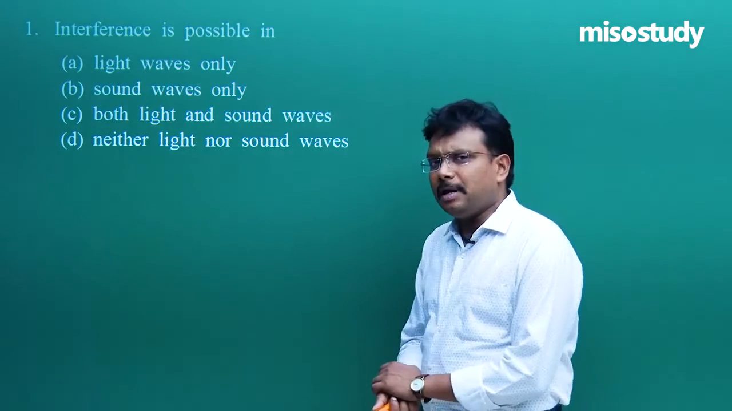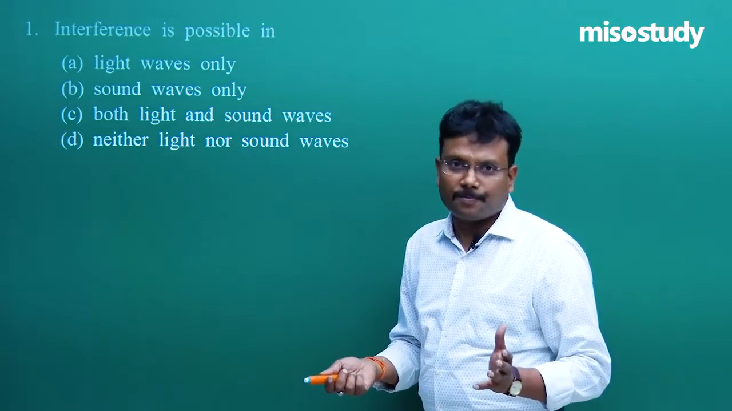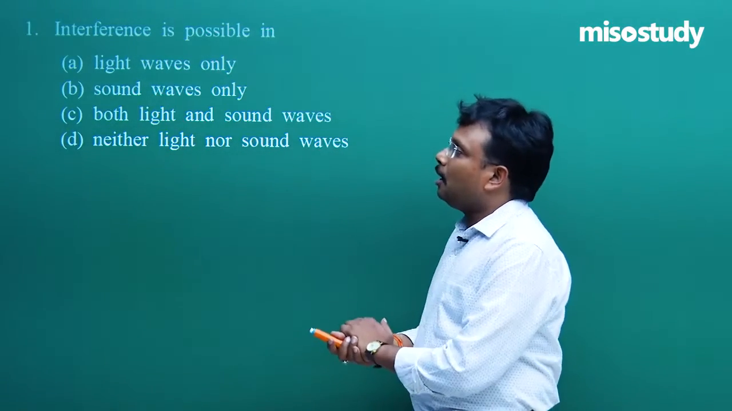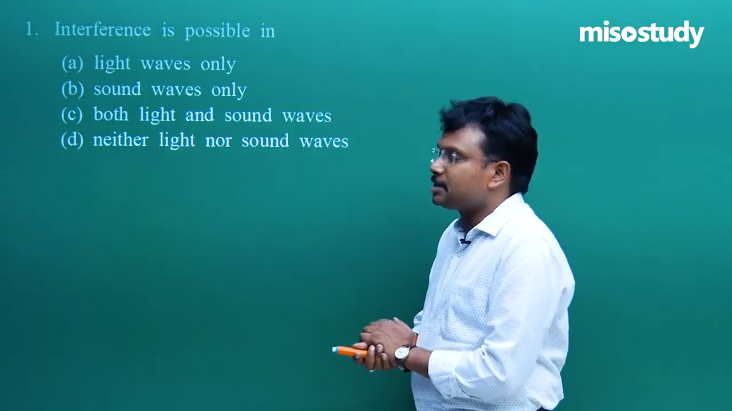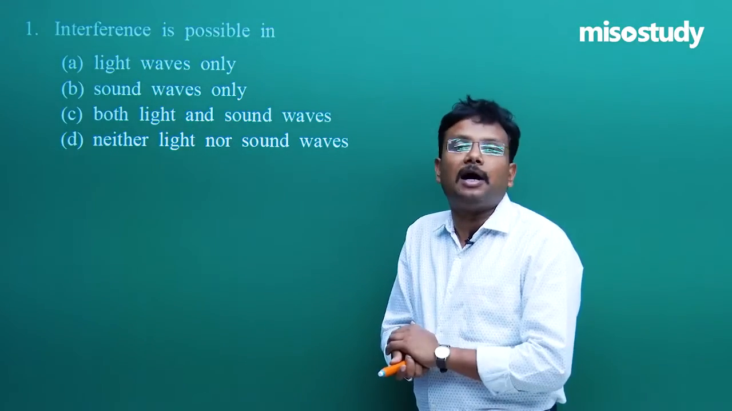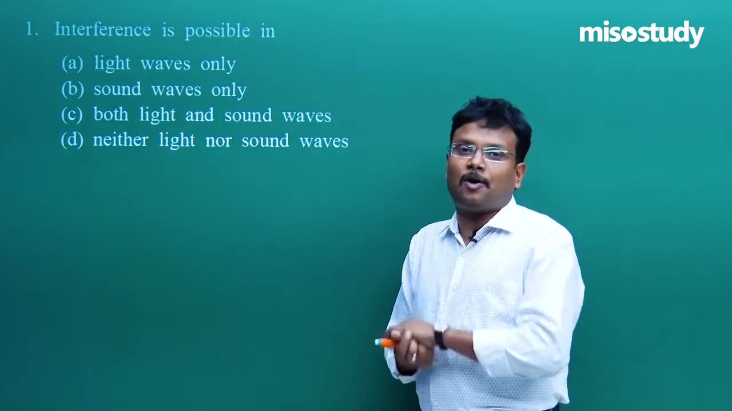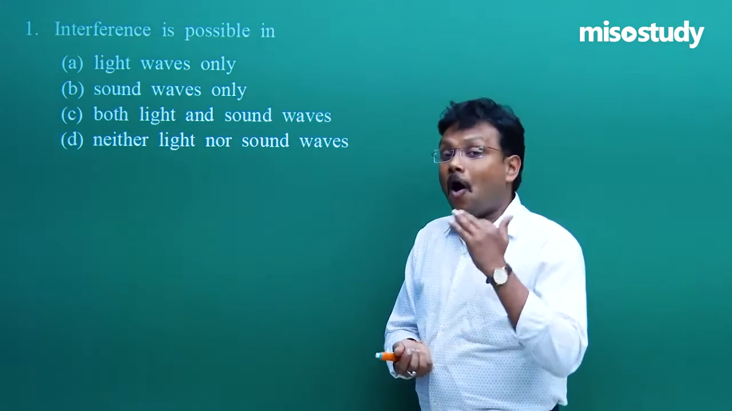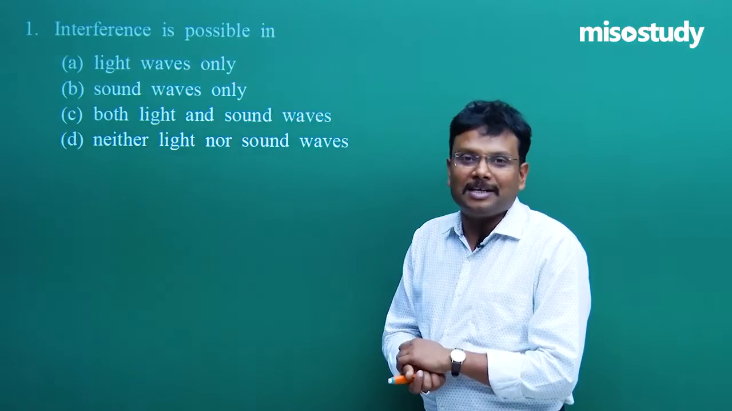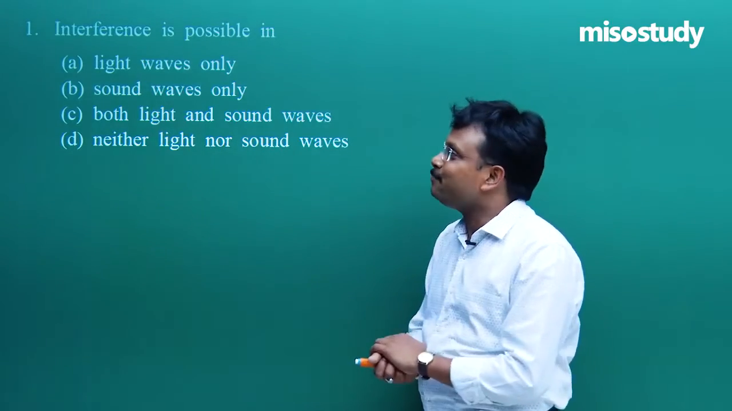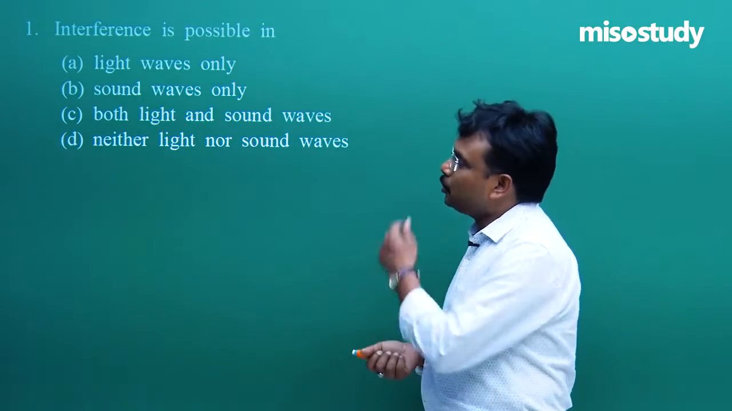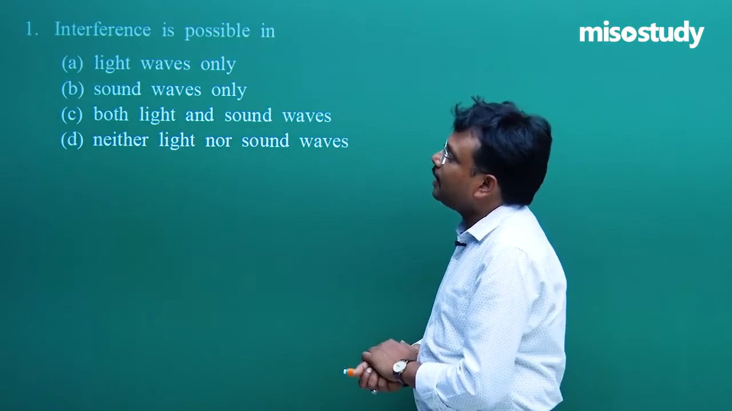Interference is possible in what type of waves? Fine. So that is the first question, which is just trying to check how much understanding you have of the phenomenon of interference, or a related topic is diffraction, or another related topic is polarization, something like that. So over here we are going to focus only on interference.